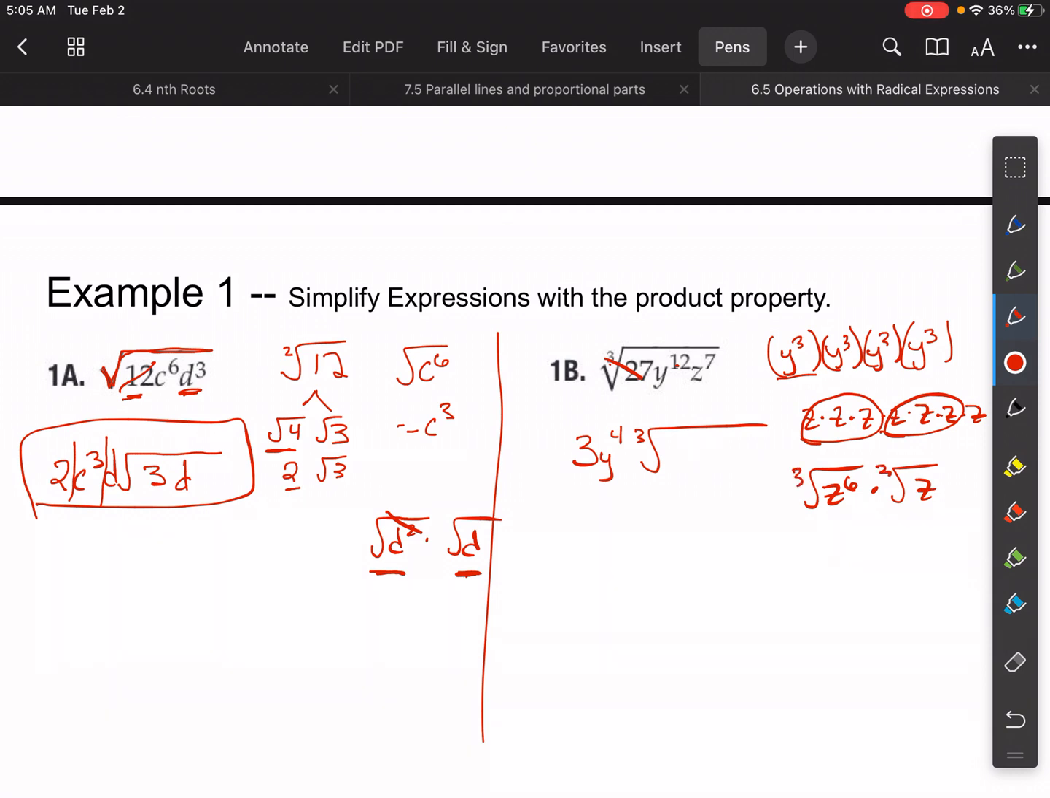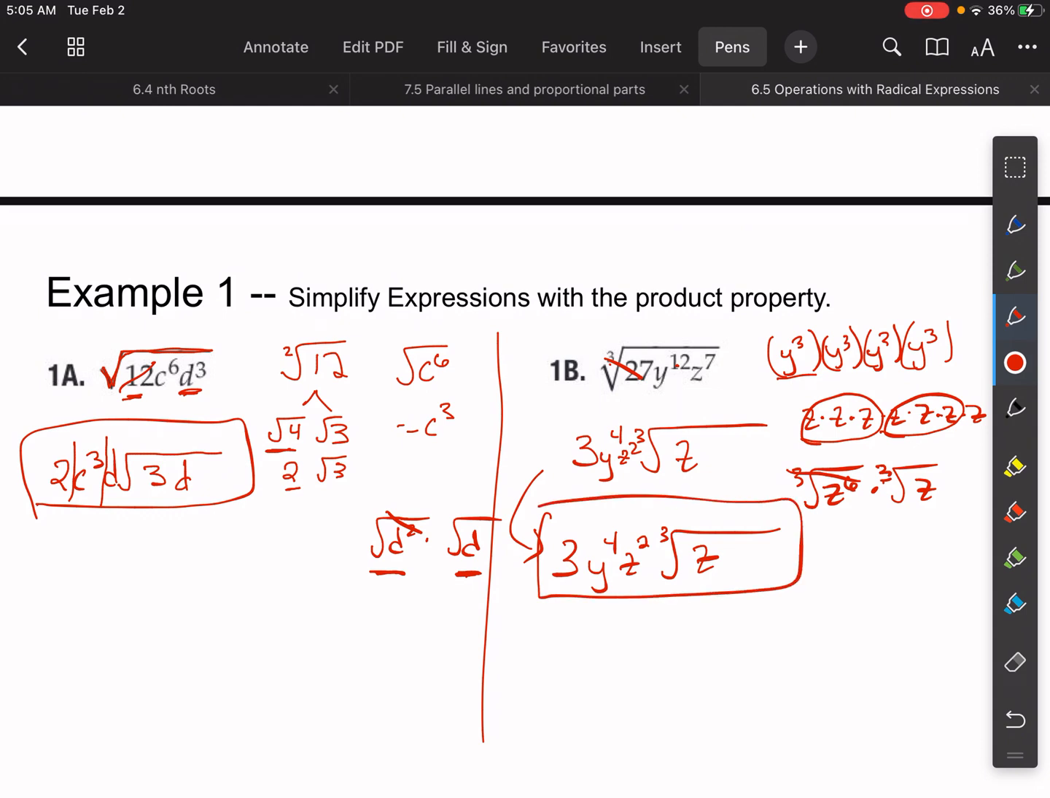I should say the cubed root of z. So the 3 and the 6 here cancel, and I'm left with z squared on the outside, and on the inside, I'm left with a z. Okay, so let me just write this a little bit better. This is 3y to the 4th z squared with third root of z.